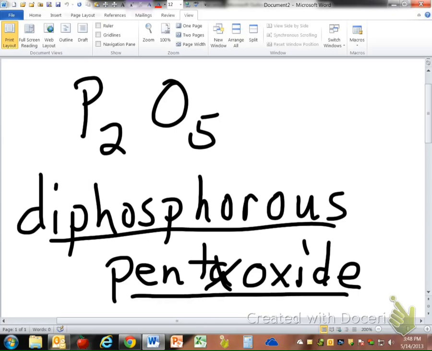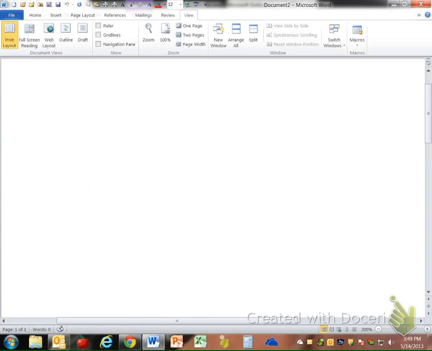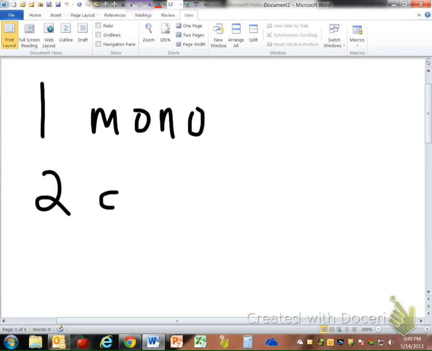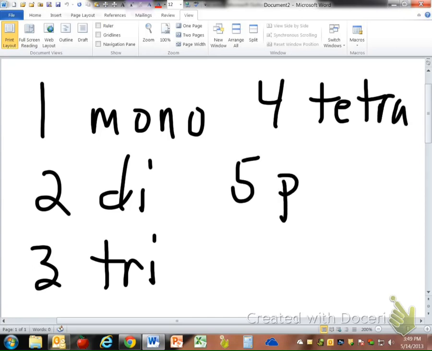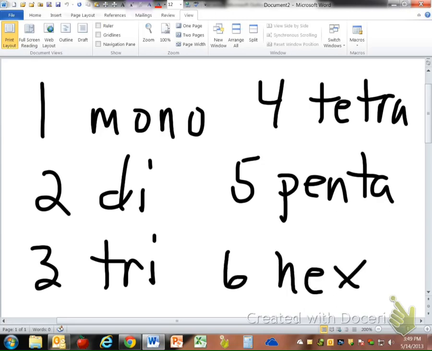All right, let's quickly review what those prefixes are. For one, it is mono. 2, the prefix is di. 3, tri, like a tricycle. 4, tetra. 5, think of pentagon, penta. And 6, we don't see this a whole lot in our class, but that would be hexa. It could come up, but we don't use that a whole lot. So those are your prefixes.